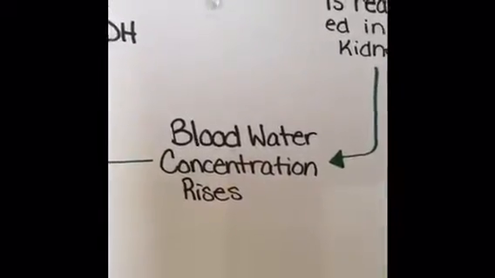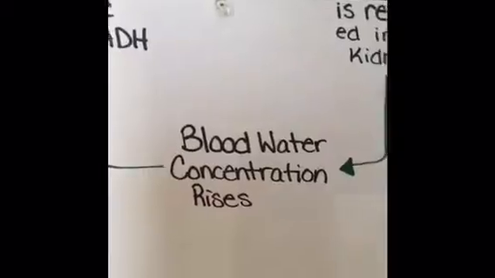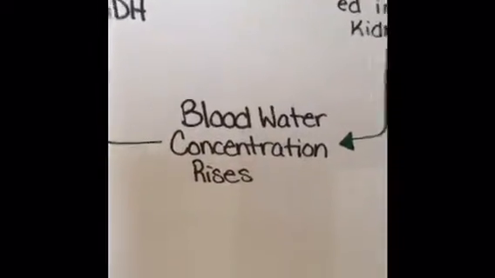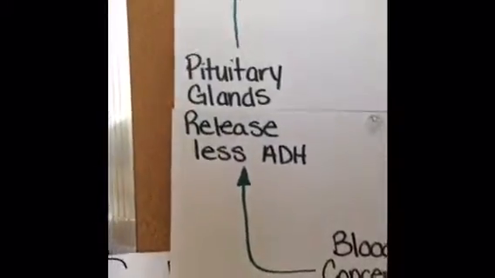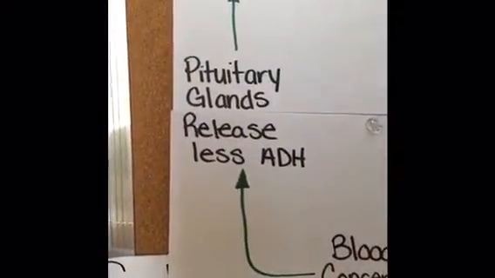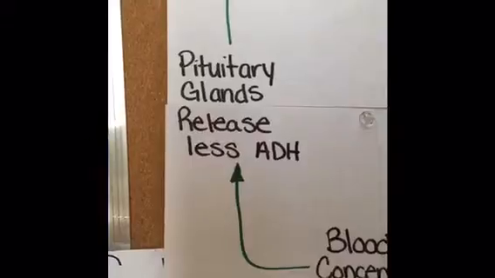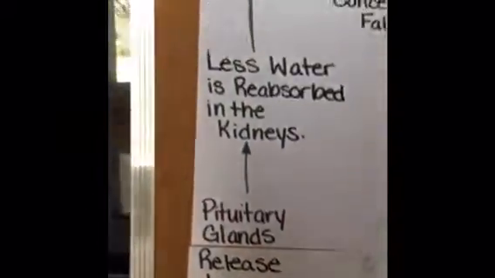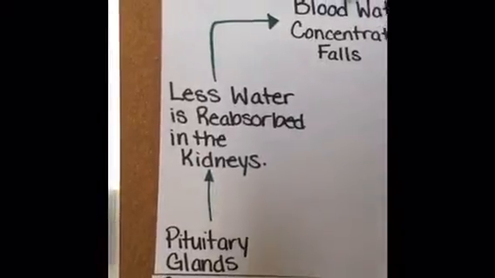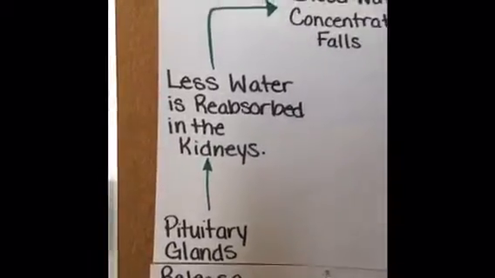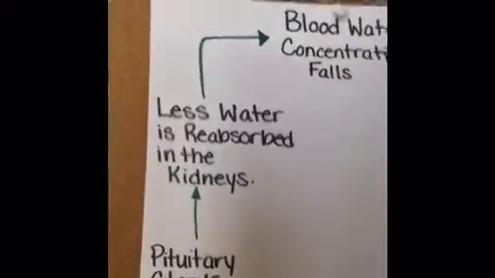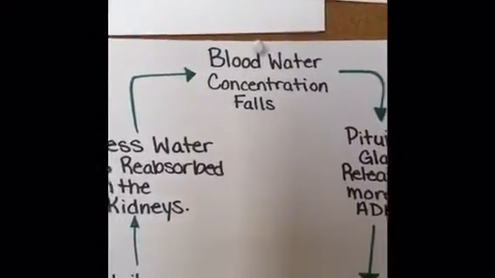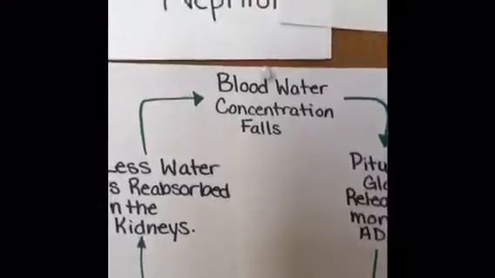Now, when our blood water concentration rises, this is good, but it can't be too high. So it then sends a signal to our brain, which tells our pituitary gland to begin releasing less ADH. When less ADH is produced, our kidneys begin reabsorbing less water. And then the process starts again with our blood water concentration falling.